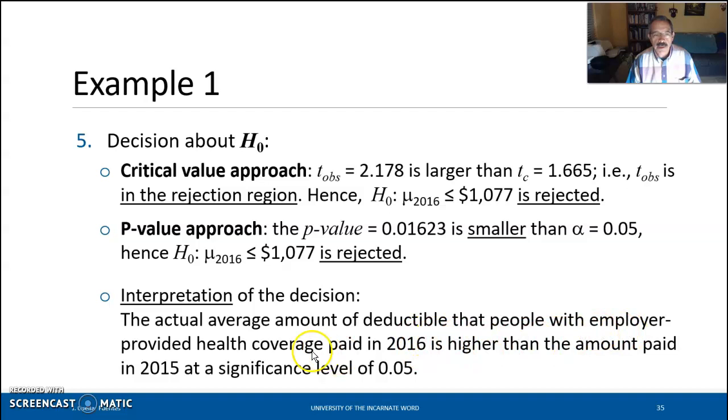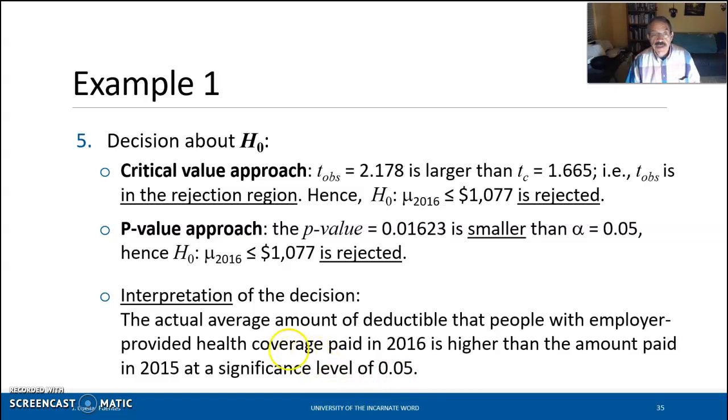So the interpretation of rejecting the null hypothesis is that the actual average amount of deductible that people with employer-provided health coverage paid in 2016 is higher than that amount paid in 2015 at a significance level of 0.05. This is very important to quote the significance level, because another researcher using the same data may find a different conclusion if that person decides to use a different significance level.